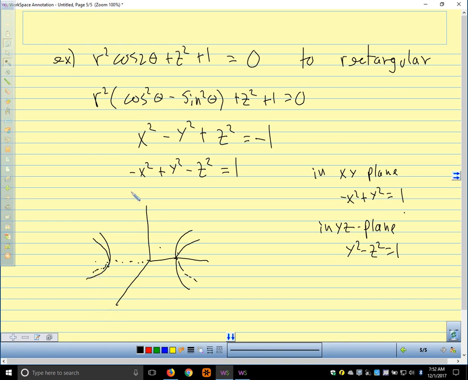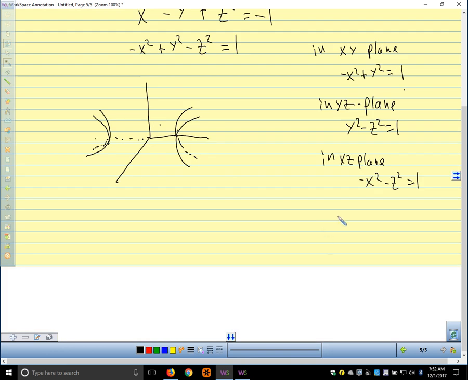In the xz plane, we have minus x squared minus z squared equals 1. Well, x squared is positive, z squared is positive, and they're both negative, and that equals a negative number. So there's no trace. No trace in the xz plane.